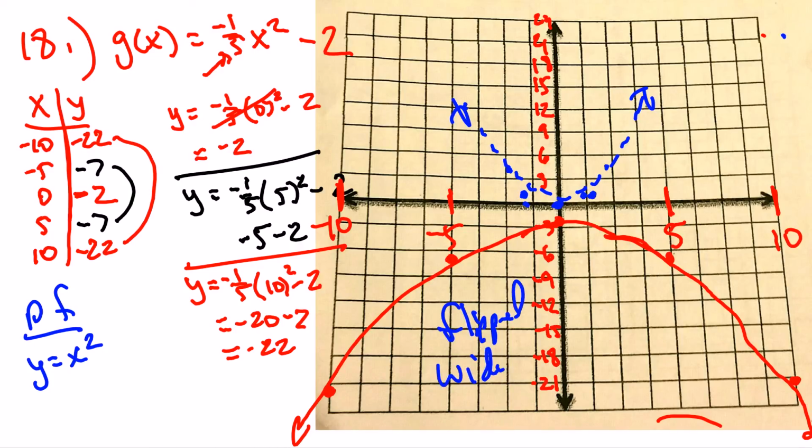It's wider, and it's down 2 units to start. And that's it for 18.